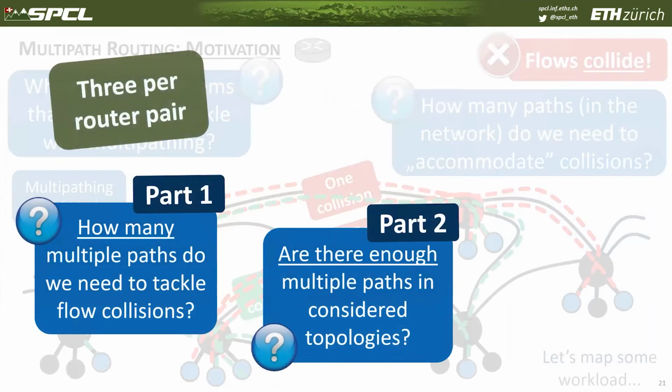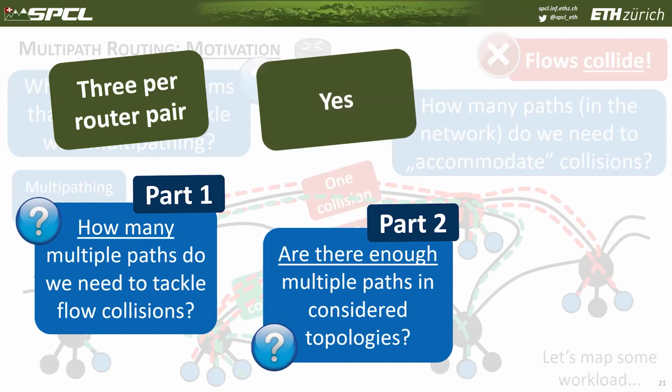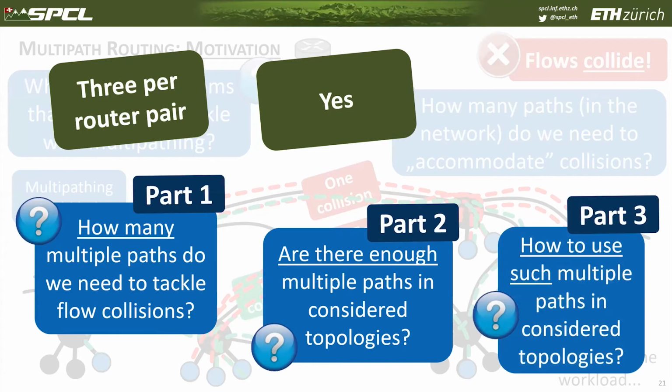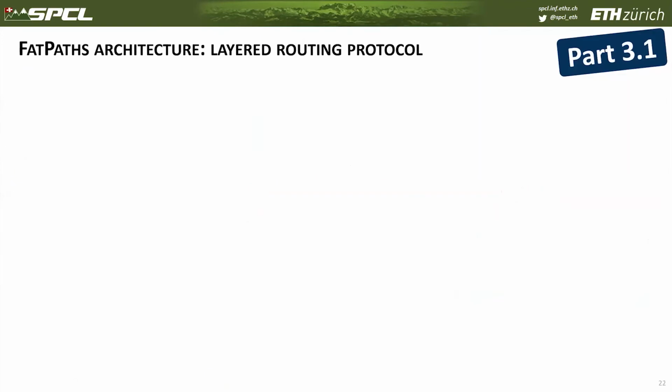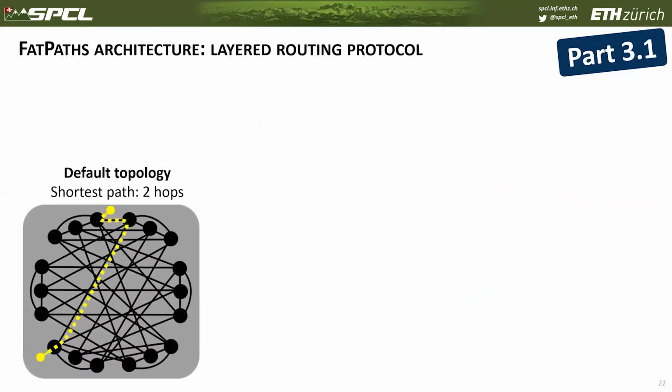Let's sum up. In part one of our research on routing, we need 3 disjoint paths per router pair. We have this diversity when we consider almost shortest paths, namely shortest path length plus 1. Then the question is how to use this in practice in routing. We did a whole design architecture for this, and the key part is the routing protocol called layered routing. How do we use these multiple non-shortest paths in the routing protocol? We have our default topology, some default SlimFly, and 2 endpoints which are talking to each other.